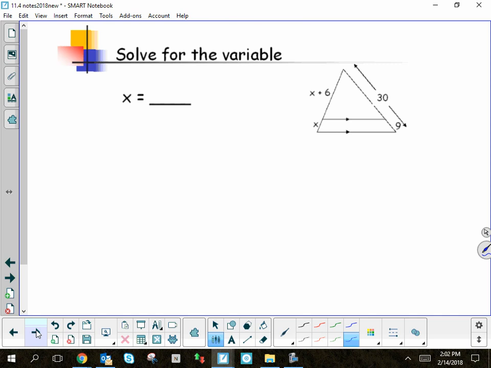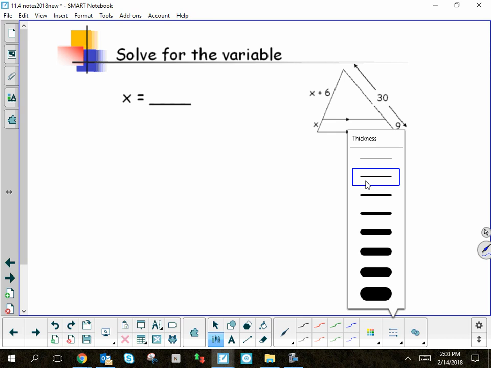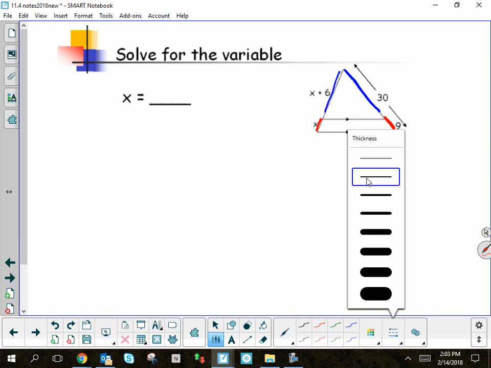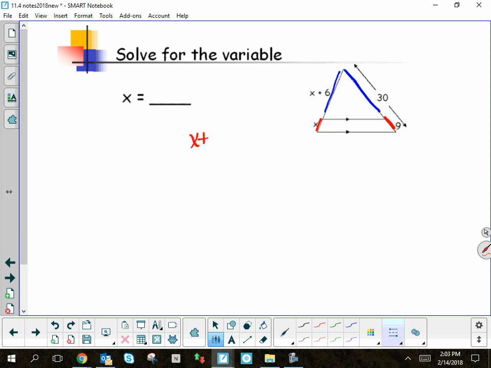Okay, we have some parallel lines. So let's think back to that conjecture that we just finished doing. This part is proportional to this one as this part is proportional to that one. Okay, so let's write it out in the proportion. X plus 6 is to x as, what's that blue segment up here, guys? 21, right? 21 and 9 make 30. As 21 is to 9.